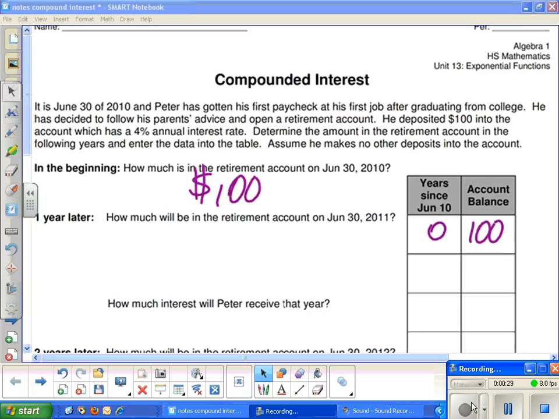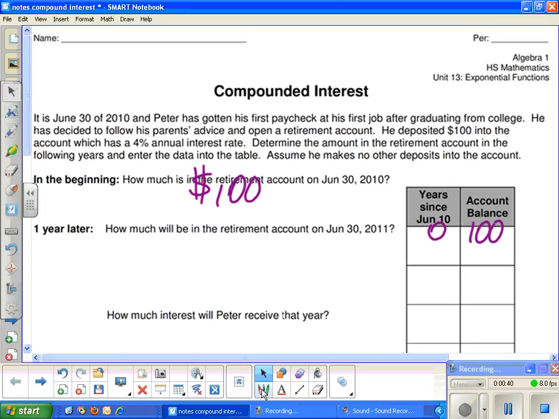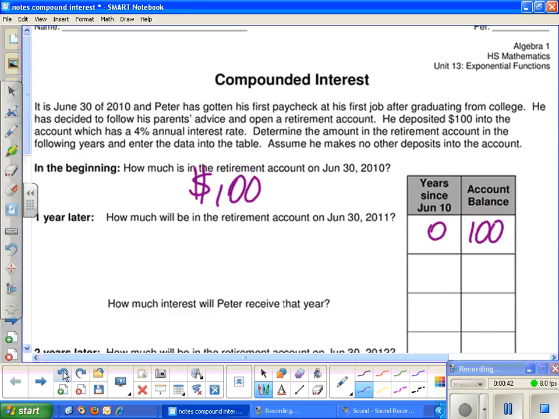So we start with $100. It says how much will be in the retirement account in 2011, a year later. And we'll think about a few things here. We're going to start with $100. And what we do when we have interest is we want to make sure we keep that amount.